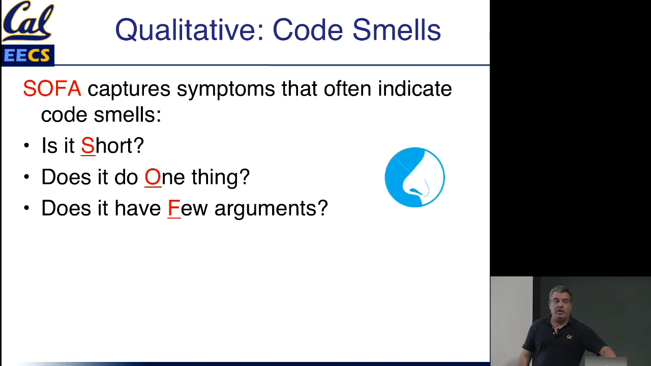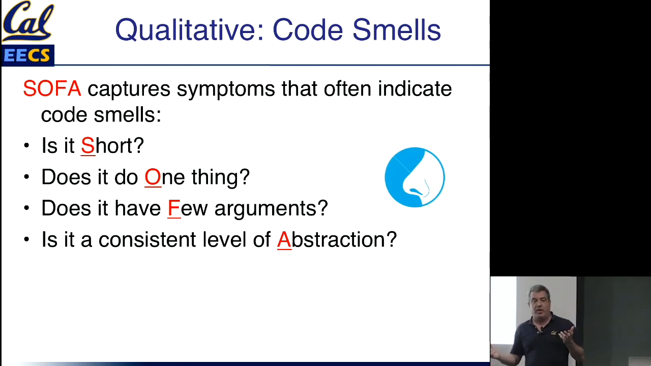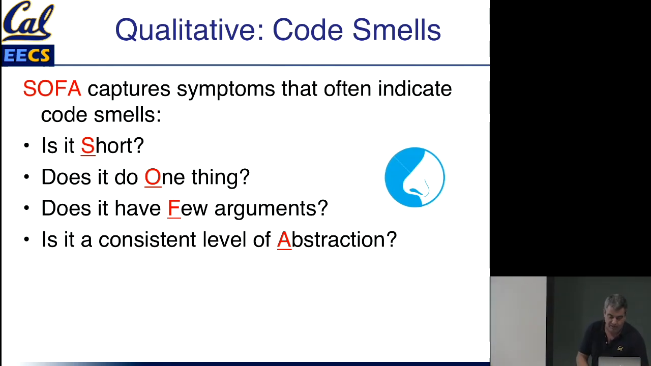Does it have few arguments? There's a number of reasons why having fewer arguments is better, and we'll talk about those. And does the method stick to a consistent level of abstraction? And again, we'll give an example, but basically what that means is a method should either say what is to be done, or it should say how to do certain things, but it generally shouldn't mix them. So we'll give an example that will make it more obvious.